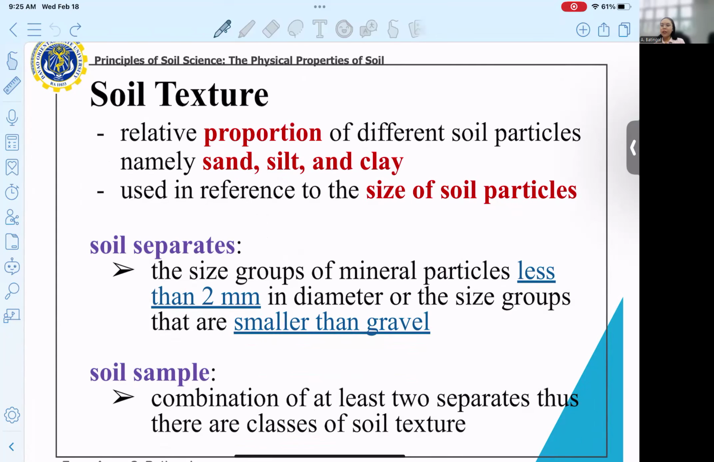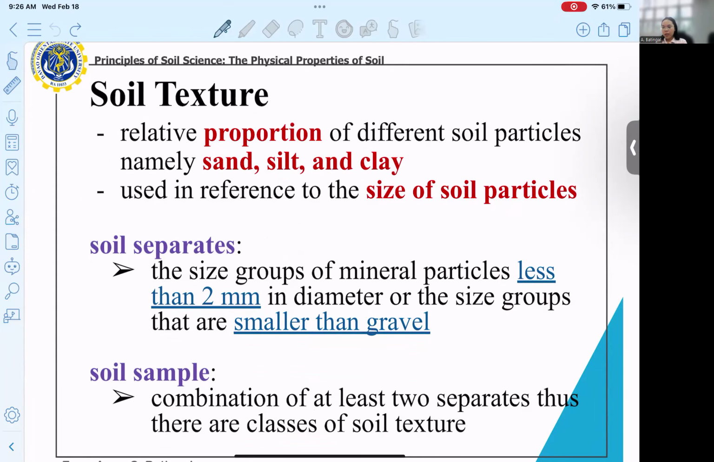So by definition, soil texture refers to relative proportion of the different soil particles, namely sand, silt, and your clay. So when you talk about relative proportion, ibig sabihin, gaano kadami yung sand compared to silt and your clay. So we have three kasi major soil separates. So what are those soil separates?